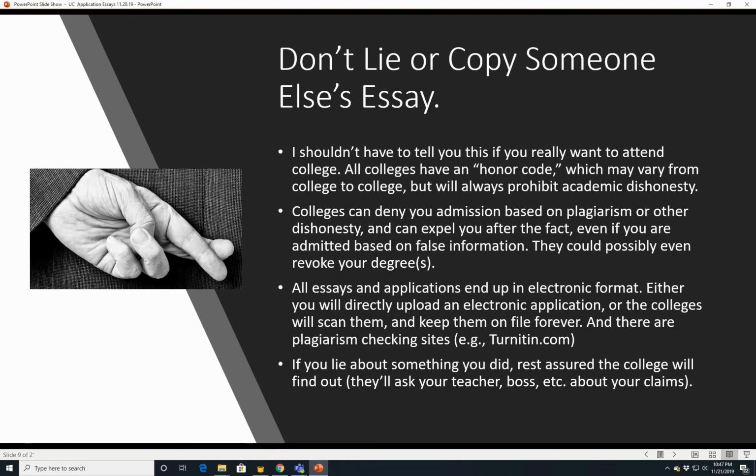And if you lie about something you did, an achievement, a club you were in, a paper you wrote, research you did, rest assured the college will find out. Again, it's Murphy's Law. If you're scrupulously honest, they won't bother to check anything. If you tell a lie, no matter how minor, I guarantee you that will be the first thing that they find out when they start calling up your teachers or professors or bosses or whatever, just to verify your story. So just assume if you lie, you're going to get caught.